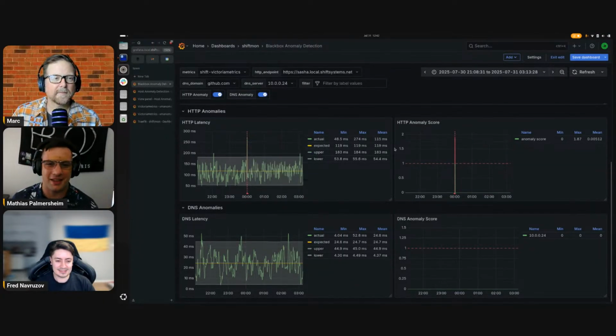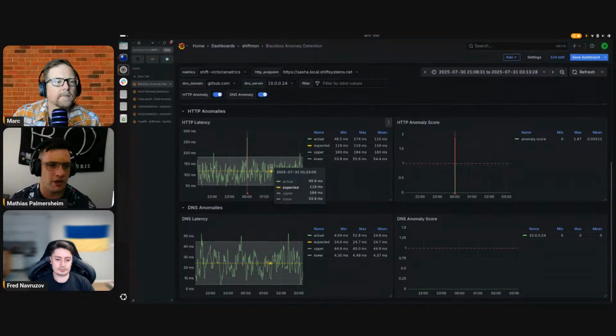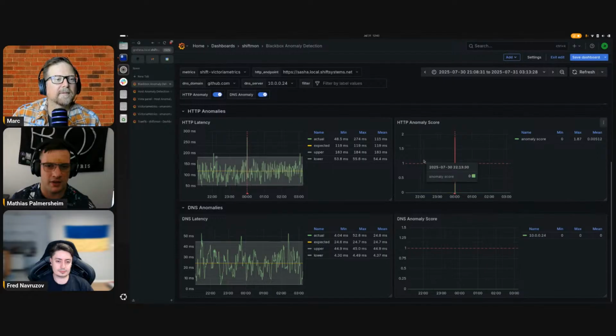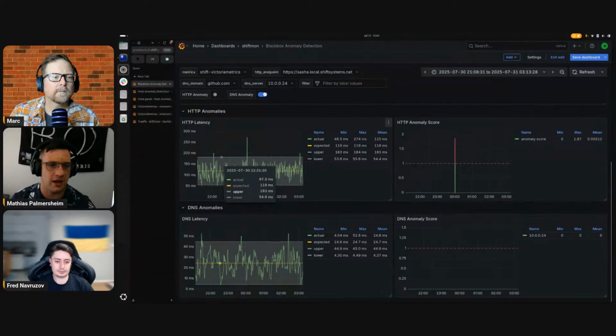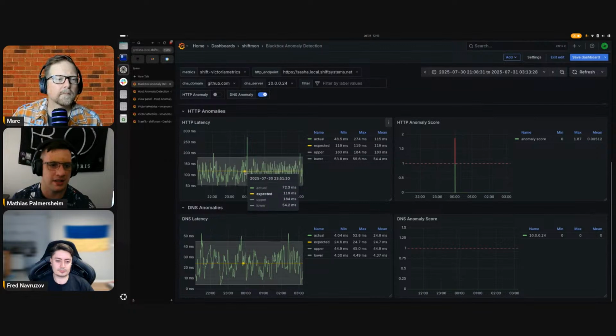Good to know. So yeah, this is the HTTP and DNS anomalies in my network. And what you're seeing here is the response time of my Jellyfin server. And here you can see that there was an anomaly. Let me turn off the annotations. So the nice thing about this dashboard is that you can see what vmanomaly expected the value to be, what the actual value is, and then the expected range.